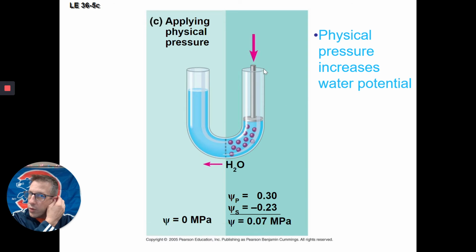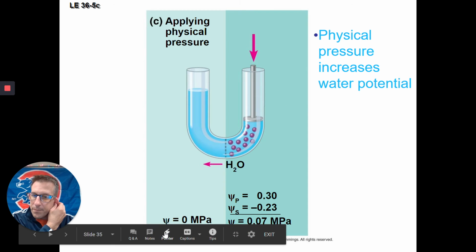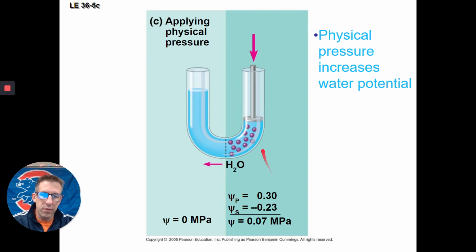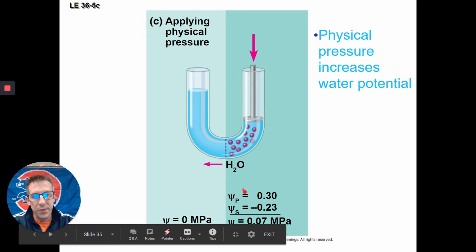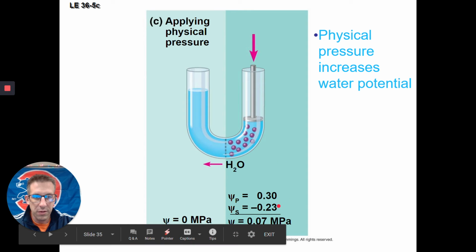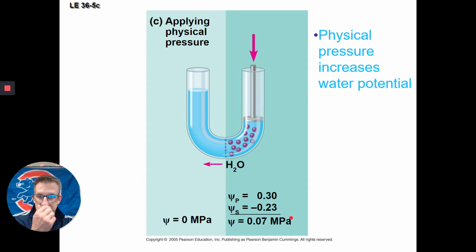But we see here that we've applied even more pressure to this piston right here. We look at the pressure potential. It's increased from positive 0.23 to positive 0.30. Okay, so that tells us we're pushing down with even more pressure than the previous example. The solute concentration is still the same. When we're trying to figure out water potential, we add these two numbers together. We get a number of positive 0.07.